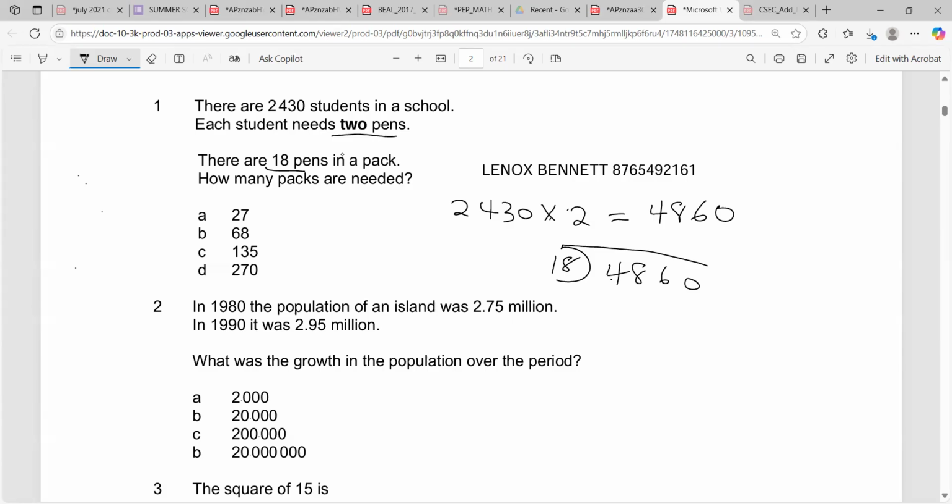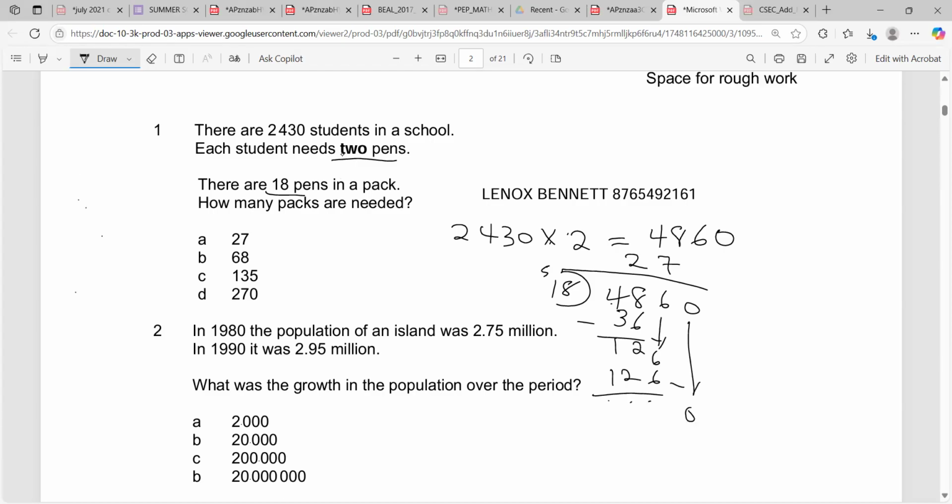18 into 4, you can't. 18 into 48, 2. So 2 times 18, 36. Subtract, get 12. So that's 126. And then 18 into 126, 7. 7 times 8, 56. 7 times 1, 7, that's 12. Subtract, you get 0. 18 into this, so the answer is 270.